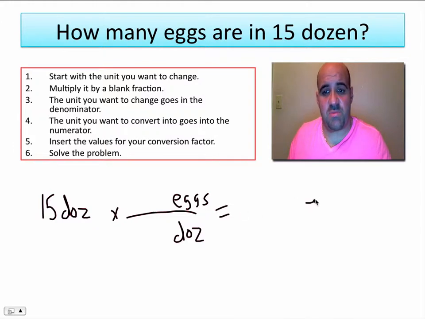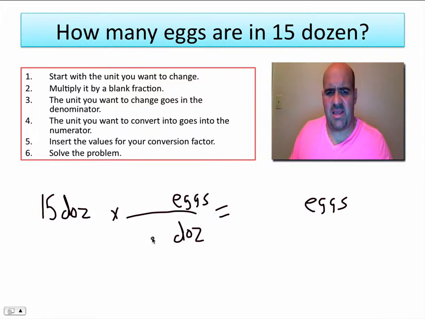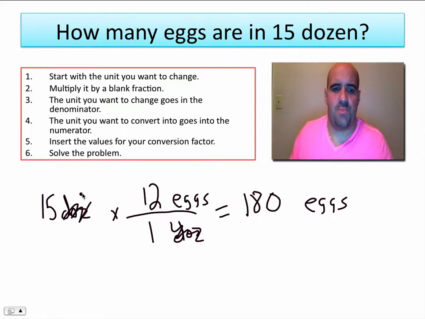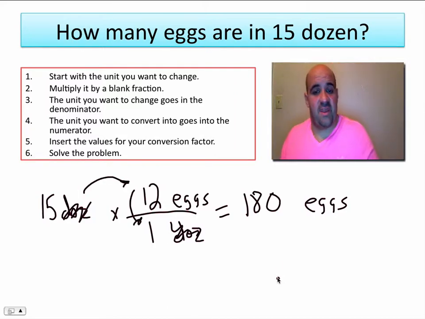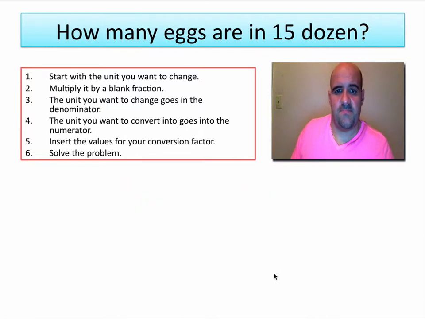And eggs must also be the final answer because that's what I'm looking for. How many eggs are in 15 dozen? Well, what's the relationship between eggs and a dozen? Well, 1 dozen of anything is 12 of that quantity. 12 eggs is a dozen of eggs. Dozen cancels, and we're left with 15 times 12, or 180 eggs. You multiply across, divide by 1. And when dividing by 1, it doesn't change.